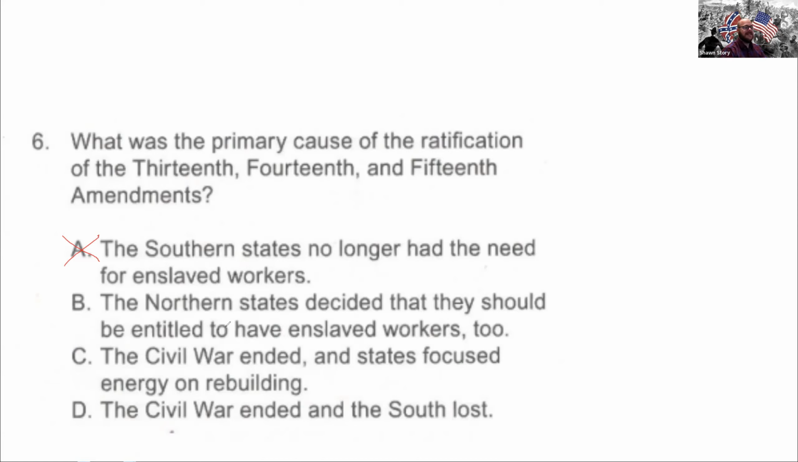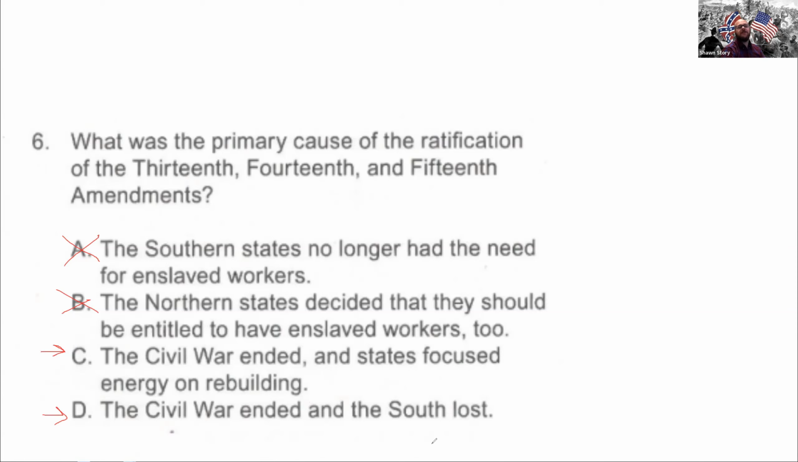B, the northern states decided that they should be entitled to have enslaved workers too. No, the North never was really interested in enslaved workers. They were interested in paying their workers to participate in the economy. So that leaves only C or D. Which one is a better answer? The Civil War ended, the states focused on energy and rebuilding, or the Civil War ended and the South lost?